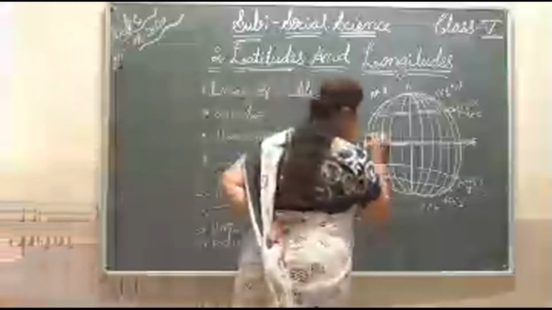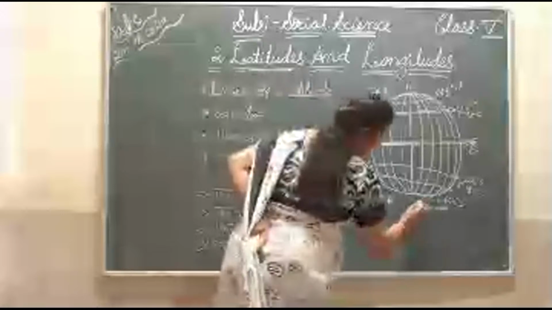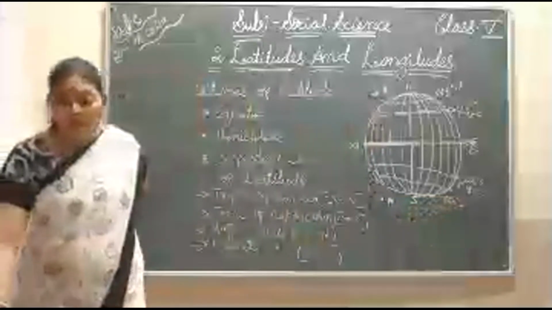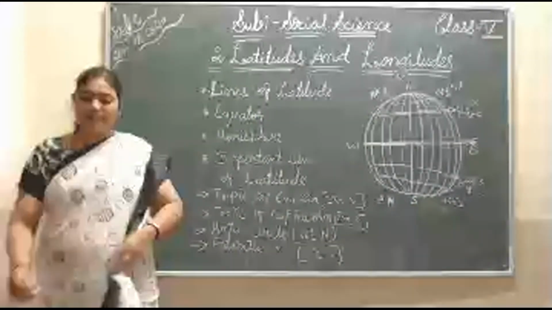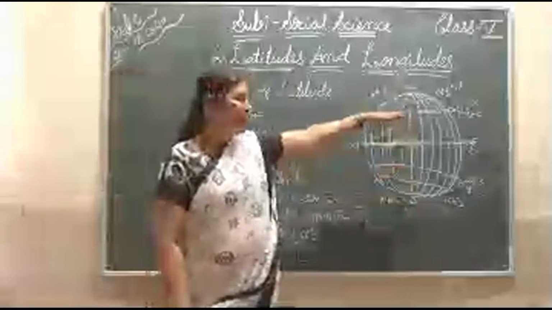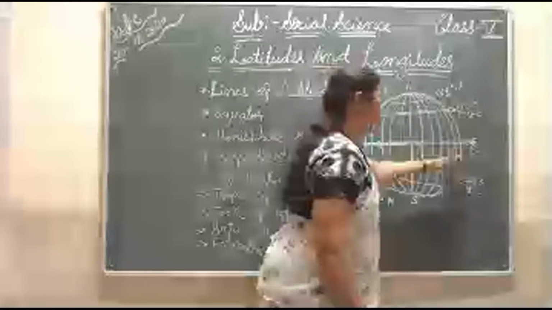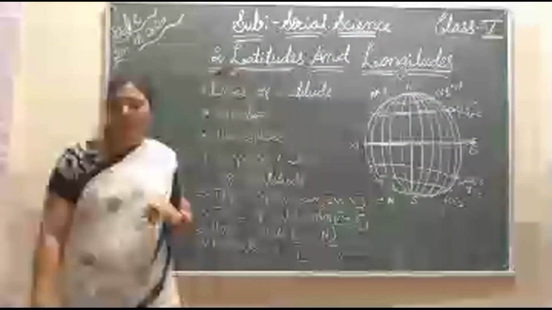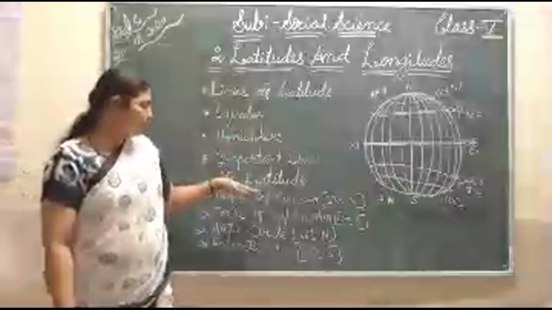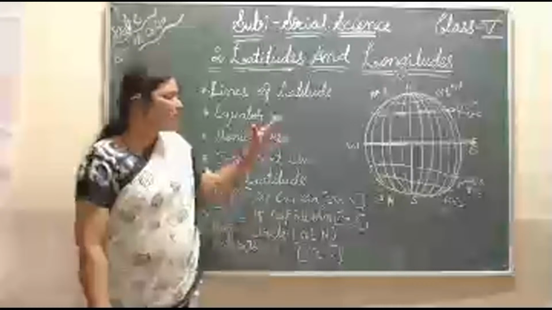This is the west, this is the east, and north and south. Okay, vertical lines mean those that run from north to south. Horizontal lines mean from east to west, moving straight. That is called the horizontal lines. So some importance here: lines of the latitude we studied now. In the next class I will explain about the longitude.